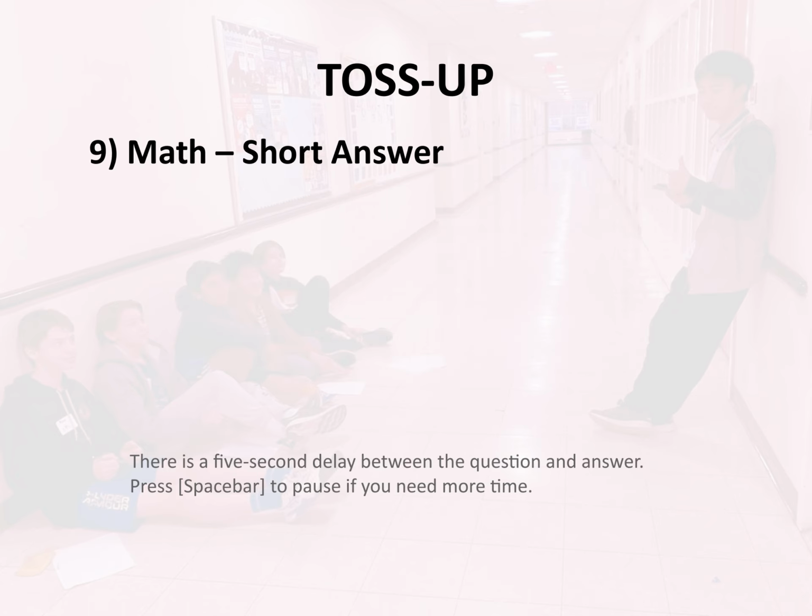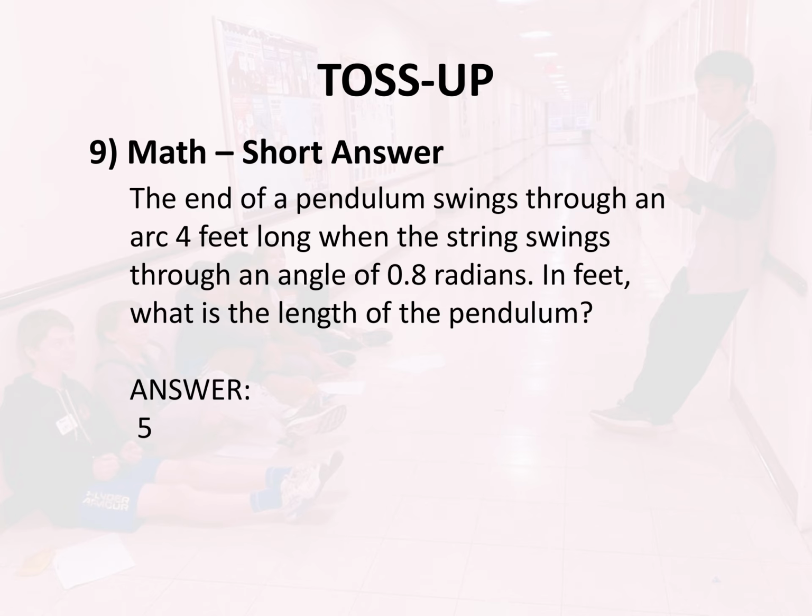Toss-up 9. Math, short answer. The end of a pendulum swings through an arc 4 feet long when the string swings through an angle of 0.8 radians. In feet, what is the length of the pendulum? Answer: 5.